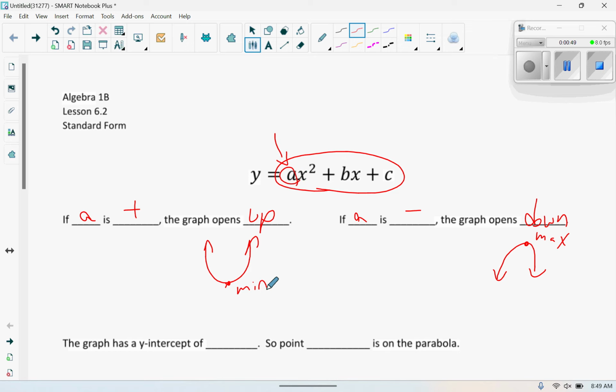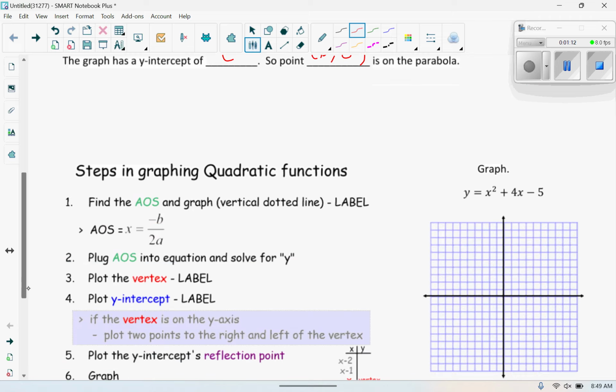Also, something to note is it's not as easy as vertex form. In vertex form, you could just look at the vertex. We're going to have to work for the vertex today. But what is nice is C will tell you the y-intercept. So whatever C is, (0, C), that is going to be the y-intercept that we're looking for.